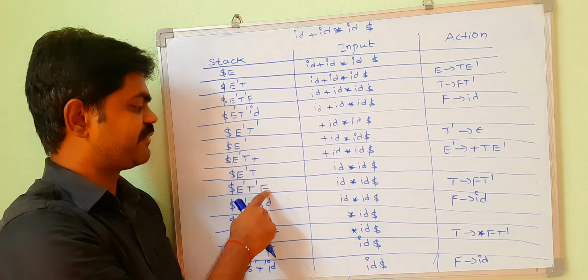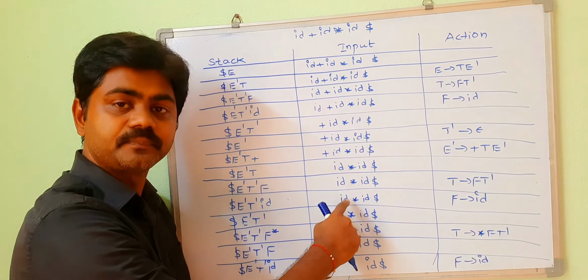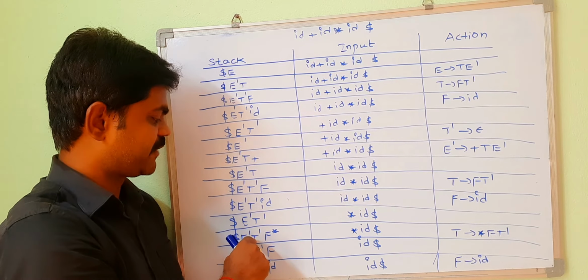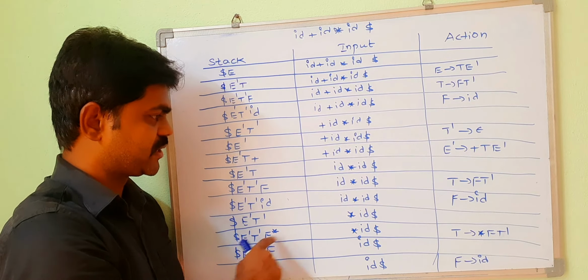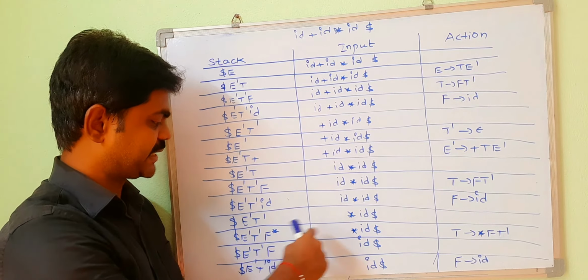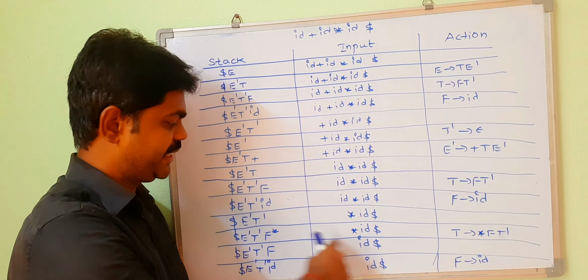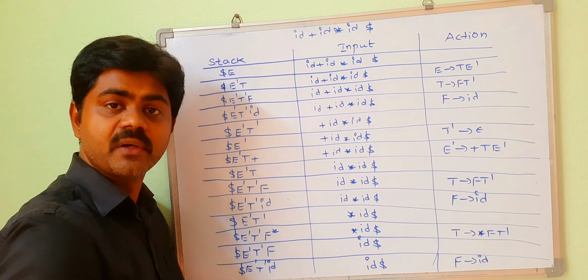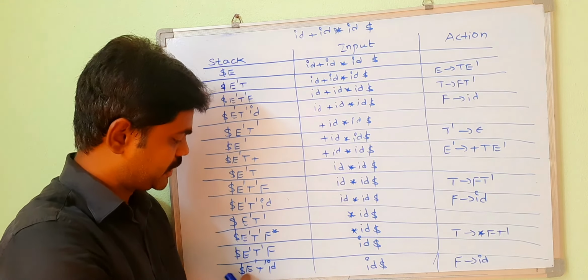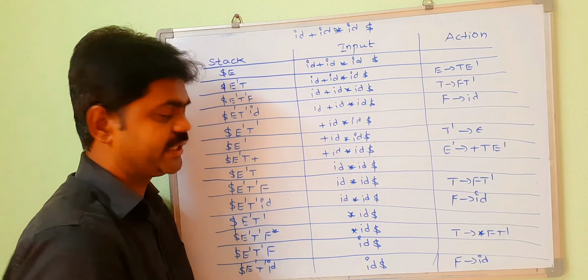In the place of F I substituted id. F tends to id. Now id gets cancelled. So I am left with E dash T dash. In the place of T dash I wrote star F T dash. So I have T dash tends to star F T dash, right? Again star gets cancelled and I substitute F tends to id, and id gets cancelled. There is no space here, so I will continue the table. Here I am left with E dash T dash id and id dollar, and F tends to id.